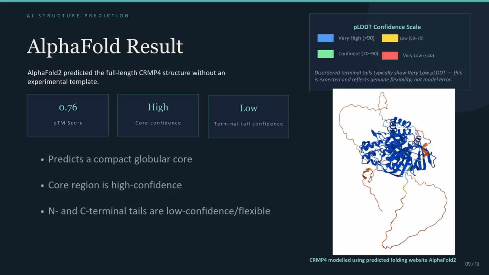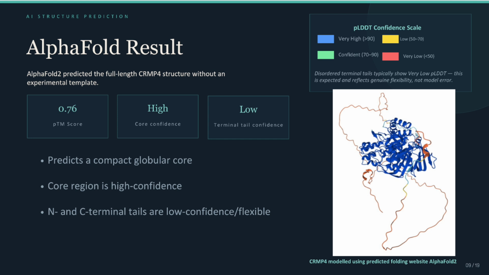In the structure shown here, this difference is visible directly. The core is compact and predominantly high confidence, whereas the terminal extensions are more extended and low confidence. Using AlphaFold, we can also determine the ipTM, which measures the accuracy of the predicted relative position of the subunits within the complex. But as the protein doesn't have any subunits, this is not necessary, and it was not shown in the AlphaFold.